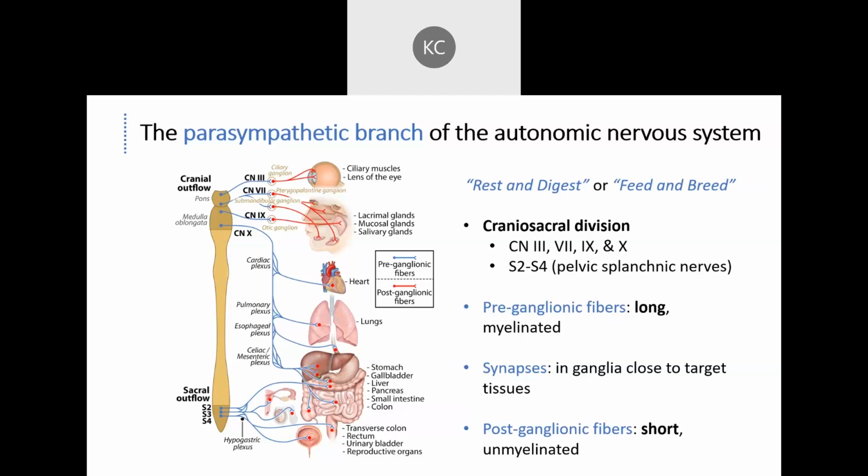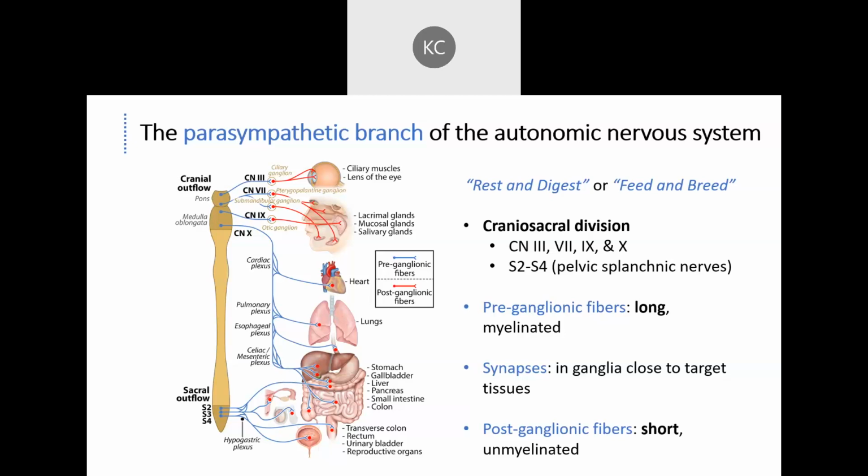Now, the outflow of the parasympathetic nervous system, we've referred to outflow a few times. The outflow is what's called craniosacral. Cranio refers to cranium, meaning head, and sacral refers to the sacral part of the spinal cord, so low down beneath the lumbar region. This means that the regions of outflow that give rise to parasympathetic neurons and nerves are the cranial region and the sacral region.